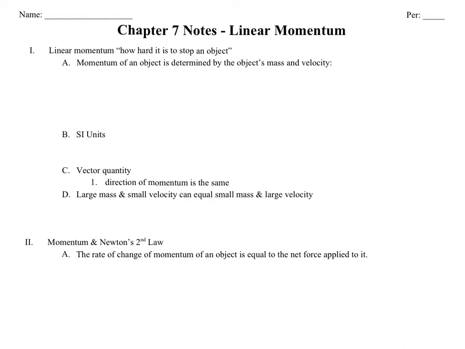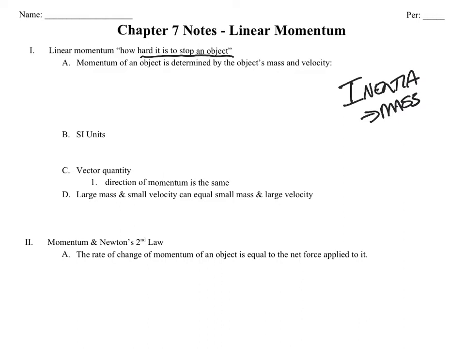So our next unit is going to look at the concept of momentum. And momentum is commonly thought of as how hard it is to stop an object. Now, this is a little bit different than when we talked about inertia, and that inertia was the idea of how hard it was to change an object's motion. And remember, inertia was based on an object's mass, okay? Whereas momentum is how hard it is to stop an object.